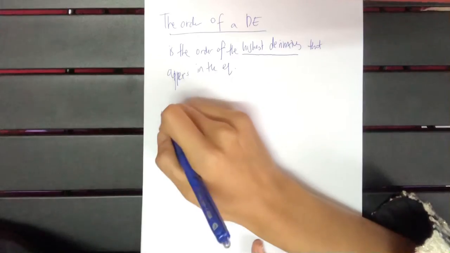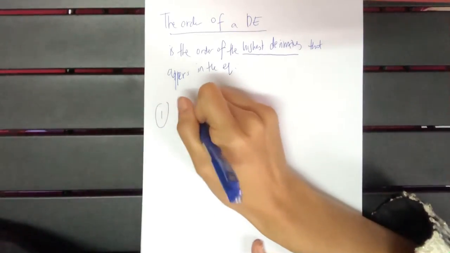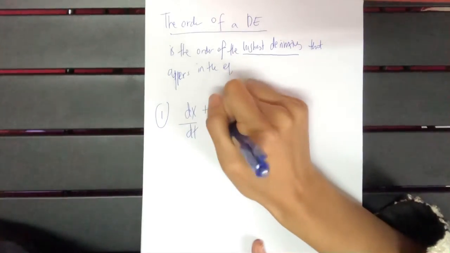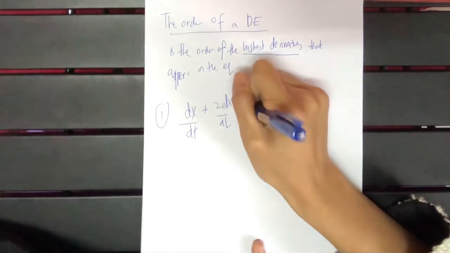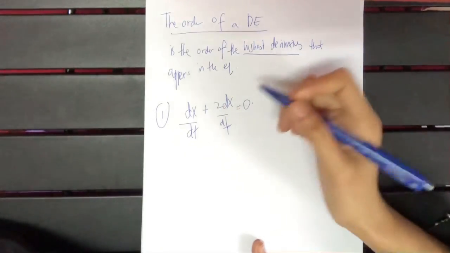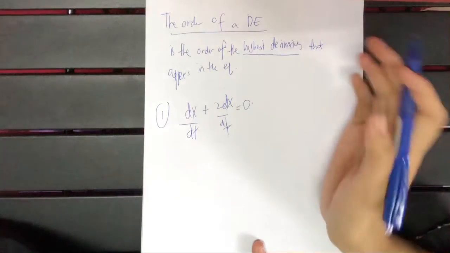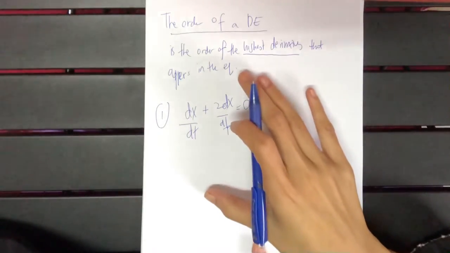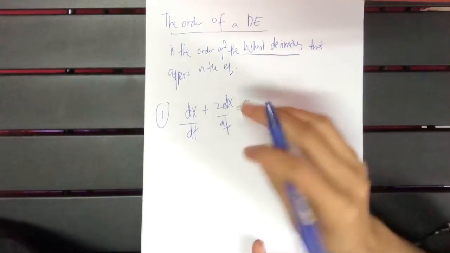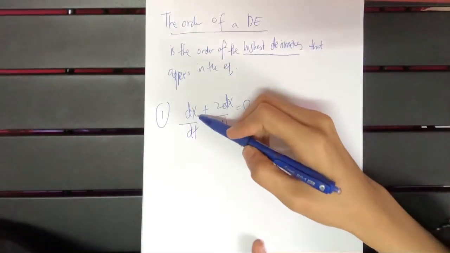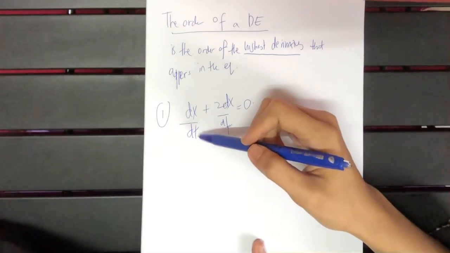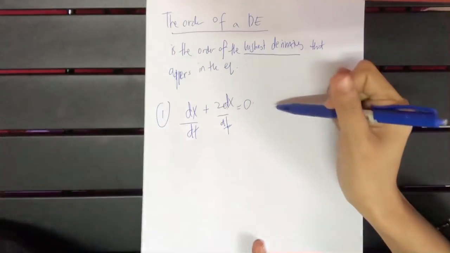Okay, so equation number 1: dx/dt plus 2 dx/dt equals 0. So now we can go back to the previous topic. First, identify which one is the dependent and which is the independent variable. So you have x as the dependent and t as the independent variable, right? How many independent variables are involved here? Only one. So that means this is an ODE.